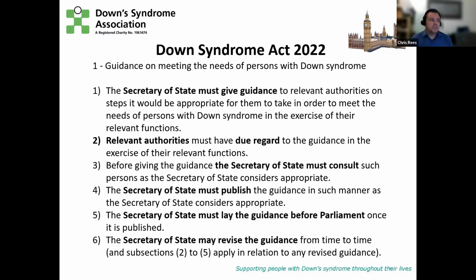So the Secretary of State must give guidance to relevant authorities. We'll talk about that in a second. The second one is that relevant authorities must have due regard. The third one is relevant for us right now: before giving the guidance, the Secretary of State must consult. That's what we're starting now, and there are different stages of consultation.